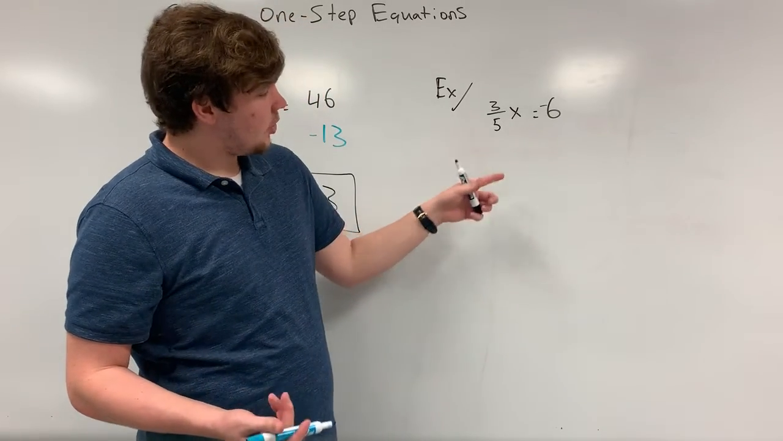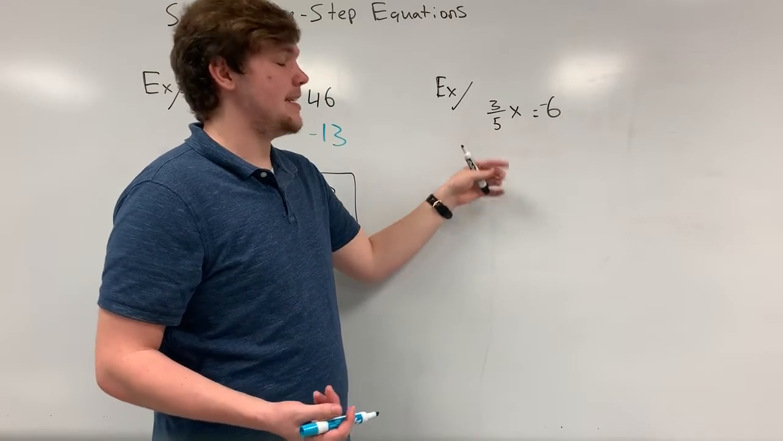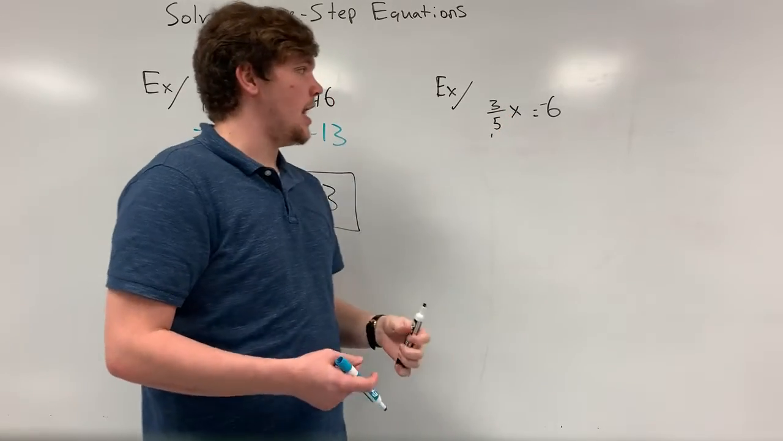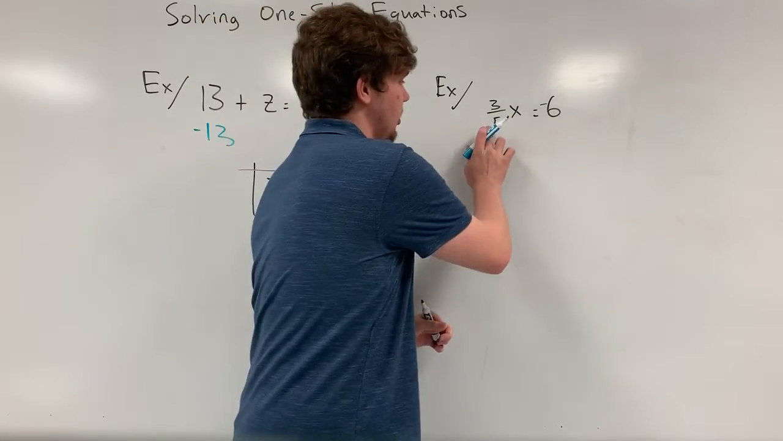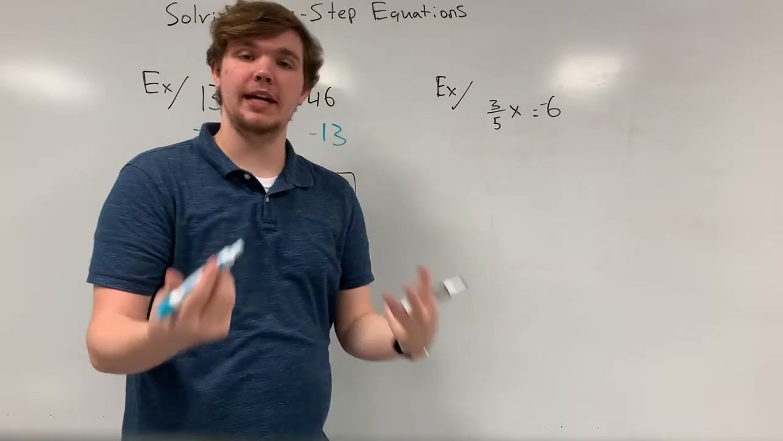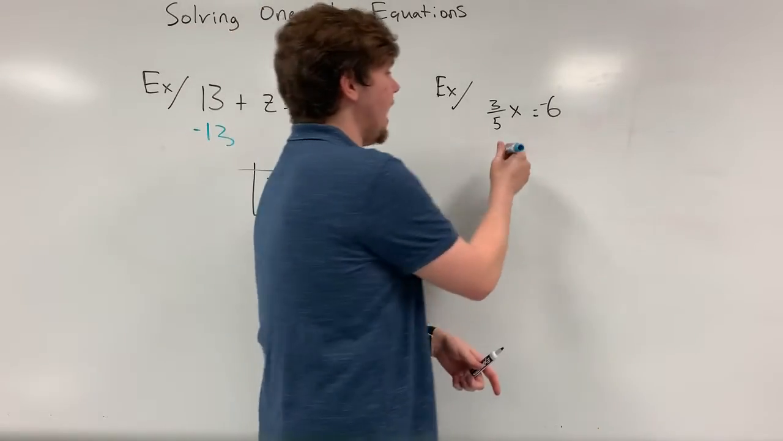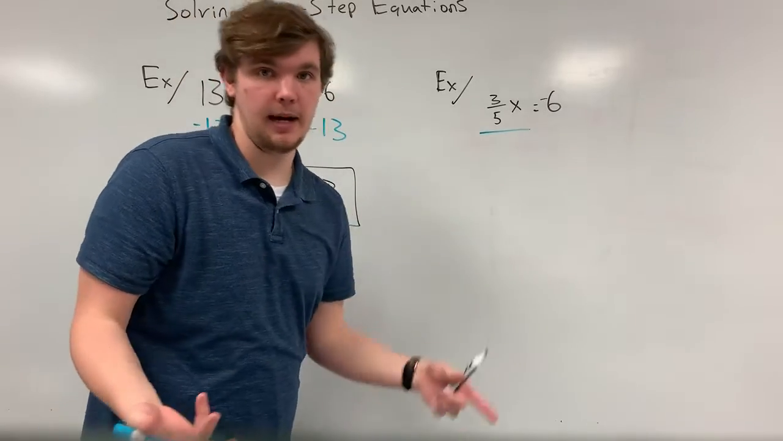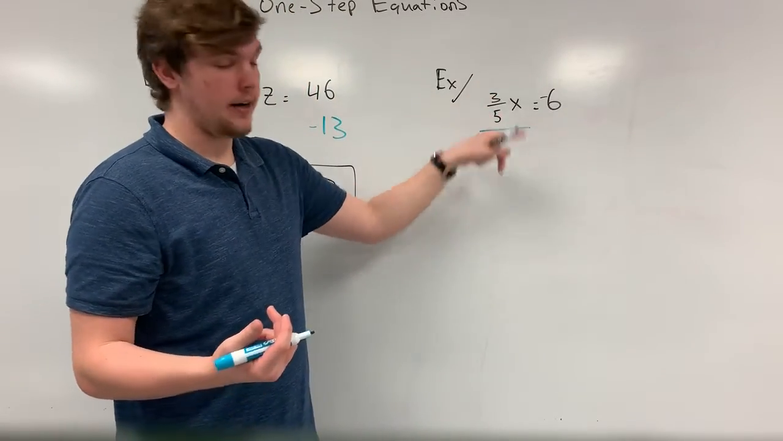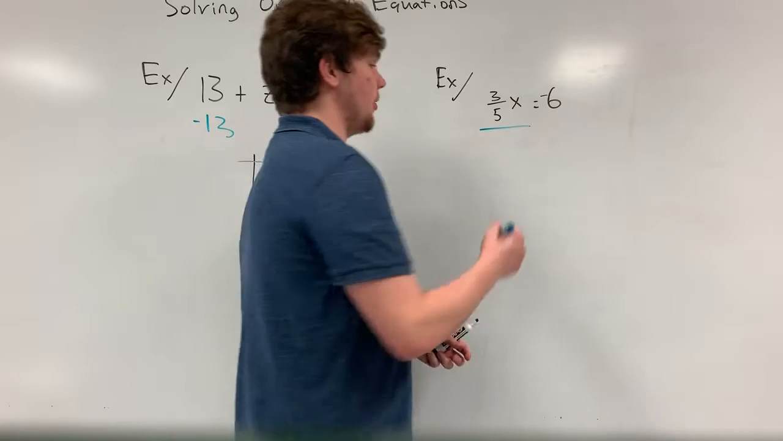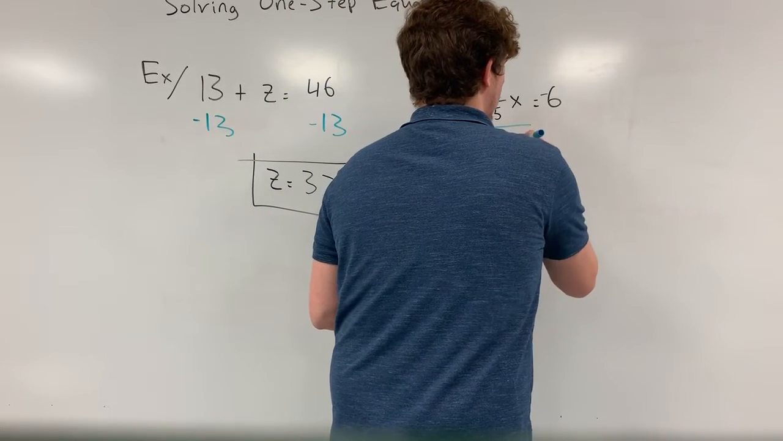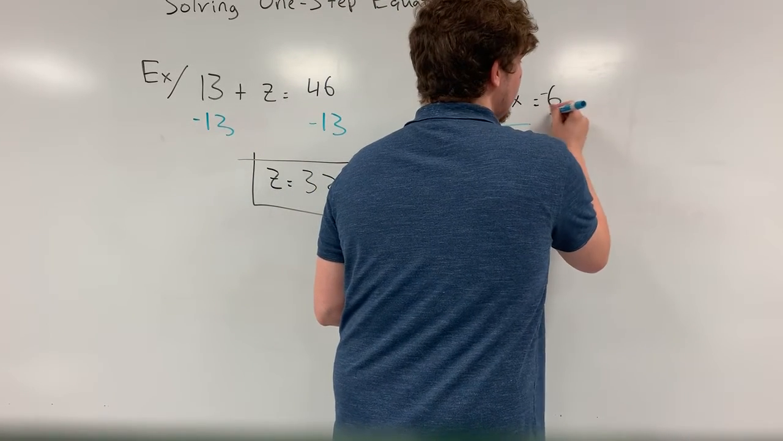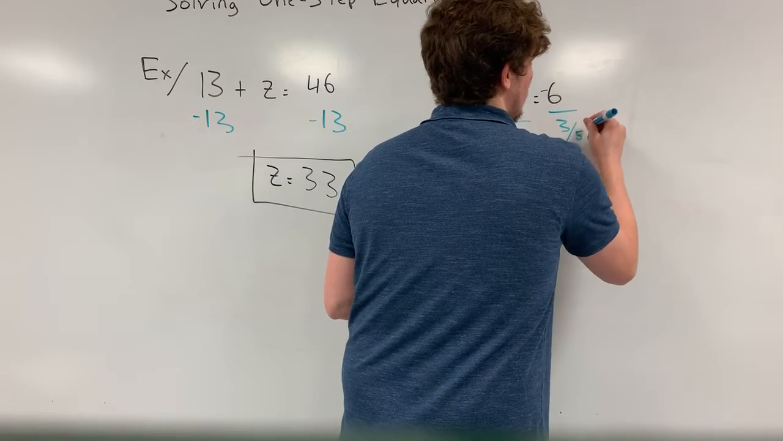So, right now I have 3/5 times x. How do I undo multiplication? What's the opposite of multiplication? Well, the opposite of multiplication is division. So I'm going to go ahead and divide by that number right there. I'm going to divide by 3/5. Okay? And I'm going to do that to both sides.